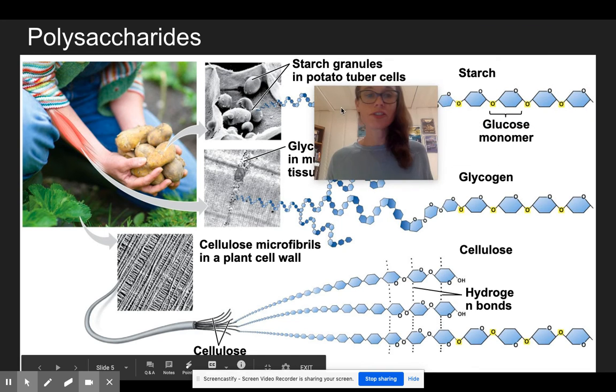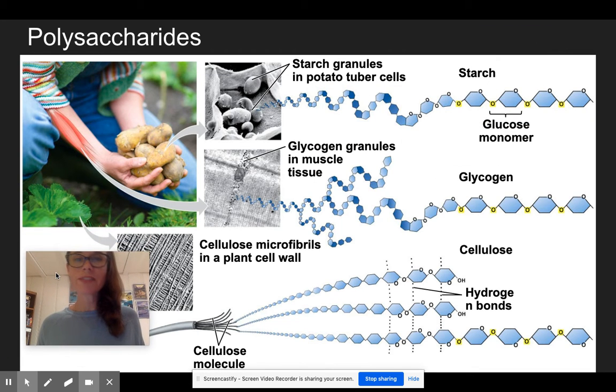This is just a picture to show you what these different polysaccharides look like. They're very similar in structure, actually. So here's some potatoes. If you looked inside of a cell of a potato, you'd see starch granules, right? And the starch granules are really just a long polysaccharide, a long chain of glucose monomers linked together. If you looked inside of a muscle cell in a human, what you might see is glycogen, right? So here are glycogen granules in muscle tissue.